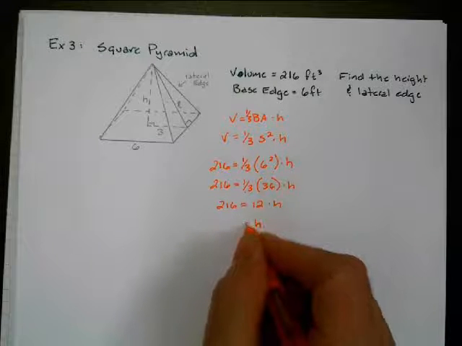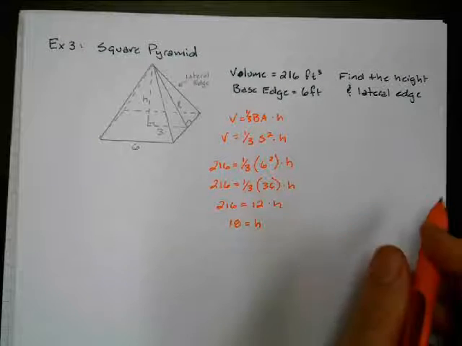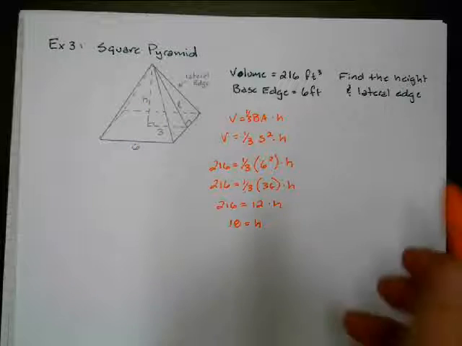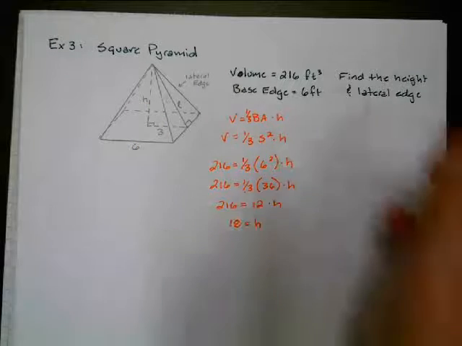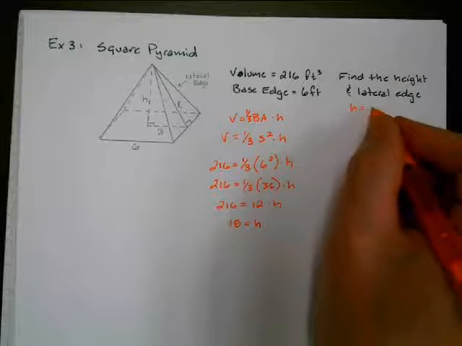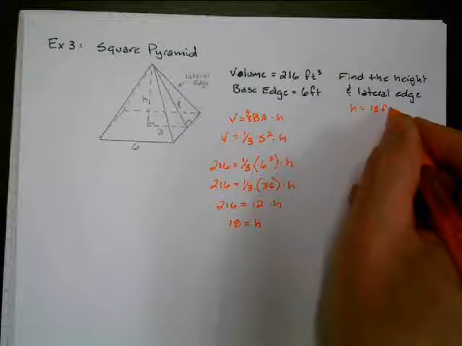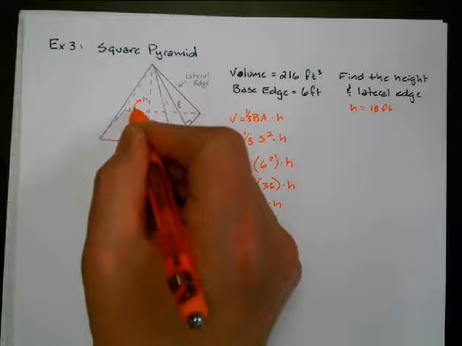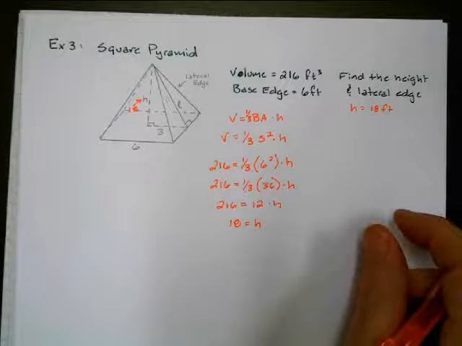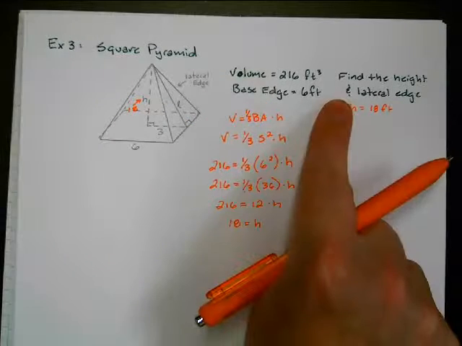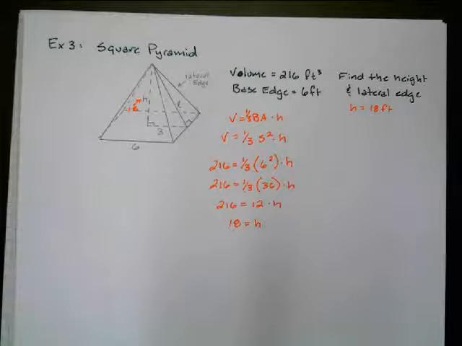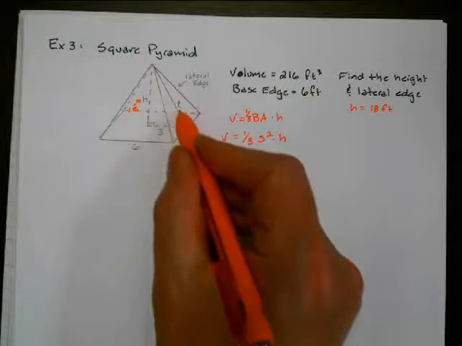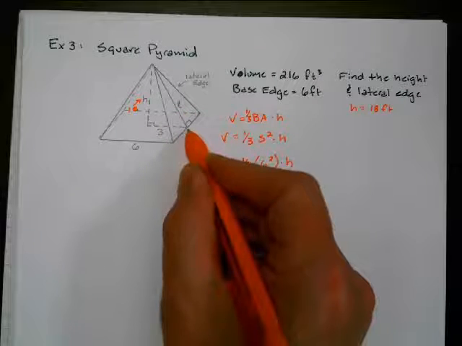So I now know that my height over here is 18 feet. So find the height. Height is 18 feet. Now that's this number here. So that's 18. Okay, they want us to find the lateral edge. This is a little bit tricky. So I've already talked about lateral height right here. We want to find the lateral edge over here.